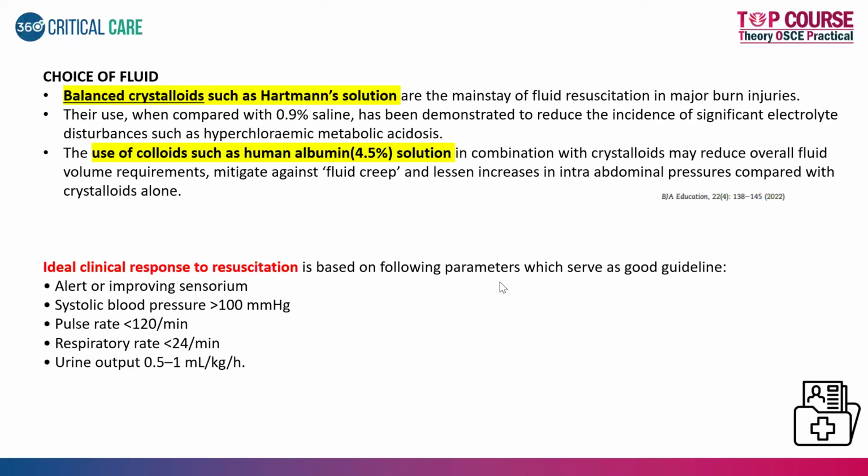Tachypnea is coming down, with a respiratory rate less than 24, or a urine output of roughly 0.5 to 1 ml per kg per hour. What they say is urine output gives you a better understanding of fluid resuscitation in such patients. Okay, usually the target would be around 0.5 ml per kg per hour.